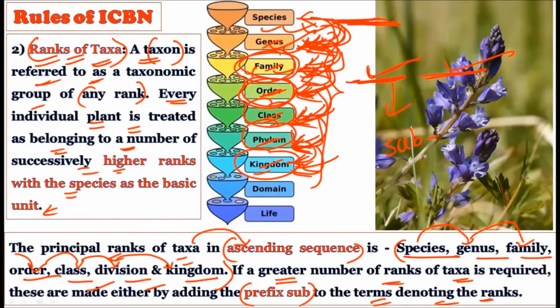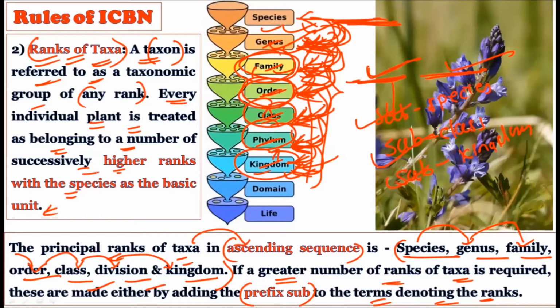For example, subclass can be there, right? Subkingdom can be there, right? And even the subspecies can be there. Okay, so if you find an exceptional species and you require some extra taxa, then you can add the subspecies, you can add the subclass, and you can add the subkingdom. But the order should be the same. Okay, the order should be the same like this, right, from species to the kingdom. If you add the subkingdom, it should come above the kingdom, right? If you add the subclass, it should come above the class, right?